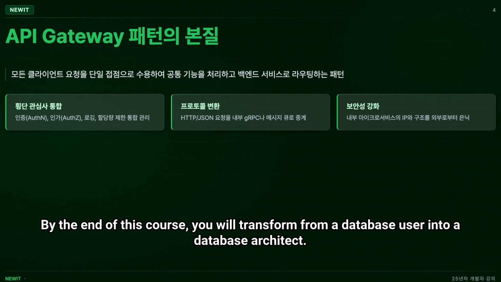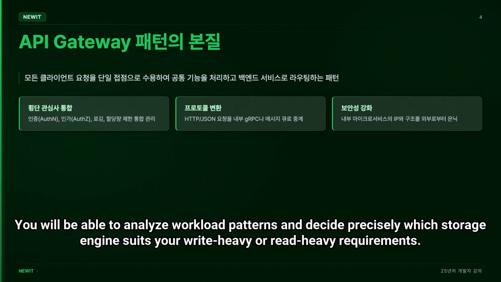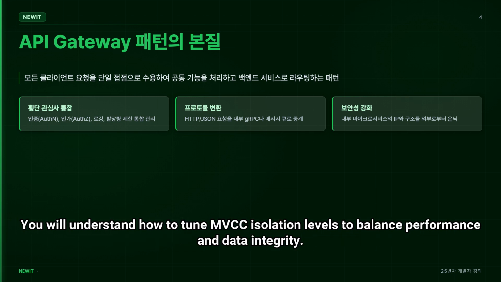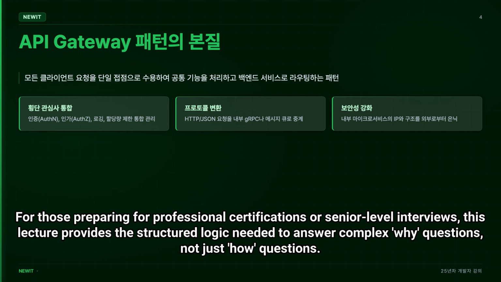By the end of this course, you will transform from a database user into a database architect. You will be able to analyze workload patterns and decide precisely which storage engine suits your write-heavy or read-heavy requirements. You will understand how to tune MVCC isolation levels to balance performance and data integrity. Furthermore, you will gain the skills to design distributed systems that remain resilient under the CAP theorem's constraints. For those preparing for professional certifications or senior-level interviews, this lecture provides the structured logic needed to answer complex why questions, not just how questions.